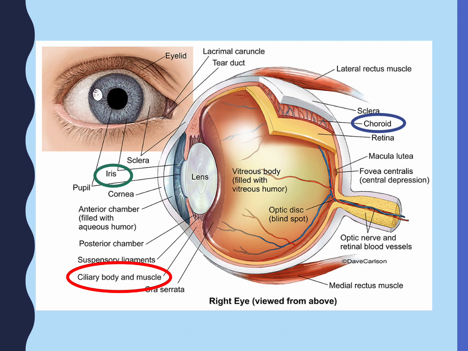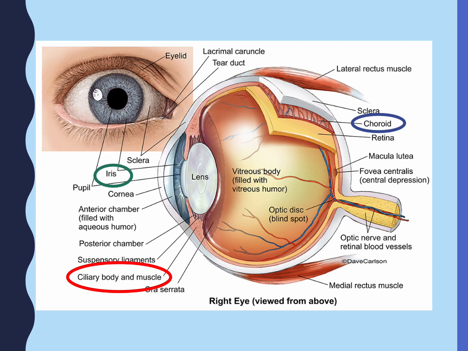So the anterior part, which is the thickest part of the choroid, is referred to as the ciliary body, and it's circled in red in the bottom left of the image here. You can see that the pinkish red layer that goes all the way around the eye gets really thick near the front. That is called the ciliary body and its muscles.